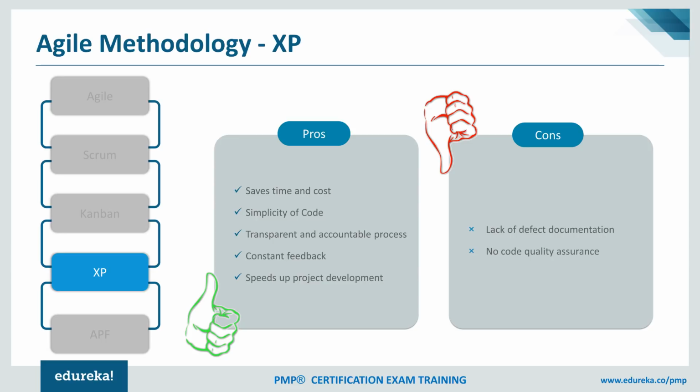Cons will be your lack of defect documentation. So typically, if any defect is found within the iteration, it's not logged, because it's the team's opportunity to fix that defect if it is within the iteration. Something which goes beyond that, beyond release or beyond iteration, then that is logged. So therefore the documentation could be a bit low.